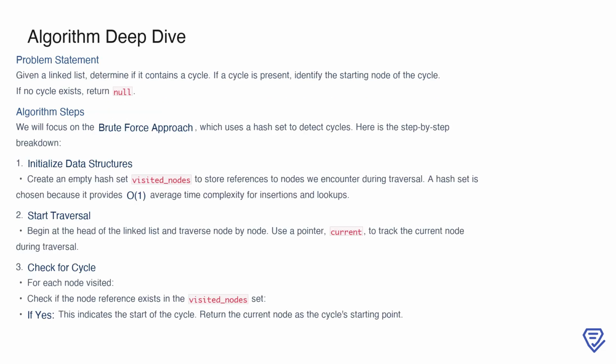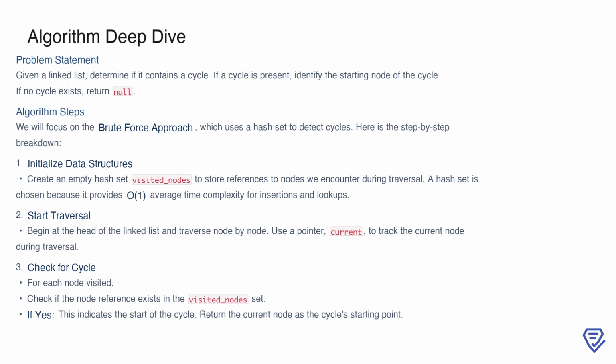In this problem, we are tasked with determining whether a given linked list contains a cycle. If a cycle exists, we need to identify the node at which the cycle begins. Otherwise, we return null. To achieve this, we'll start by exploring the brute force approach, which leverages a hash set to detect cycles efficiently. First, we initialize an empty hash set called visited_nodes.